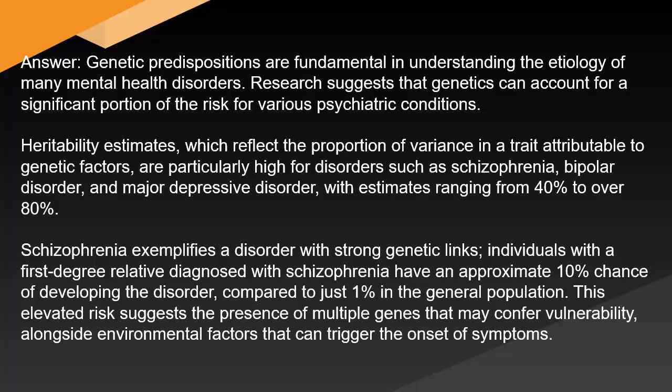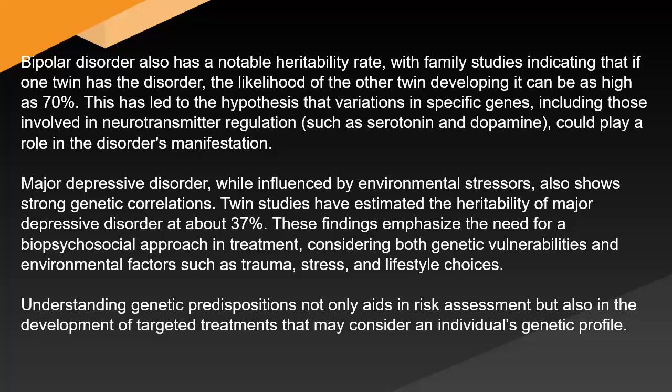onset of symptoms. Bipolar disorder also has a notable heritability rate, with family studies indicating that if one twin has the disorder, the likelihood of the other twin developing it can be as high as 70%. This has led to the hypothesis that variations in specific genes, including those involved in neurotransmitter regulation, such as serotonin and dopamine, could play a role in the disorder's manifestation.